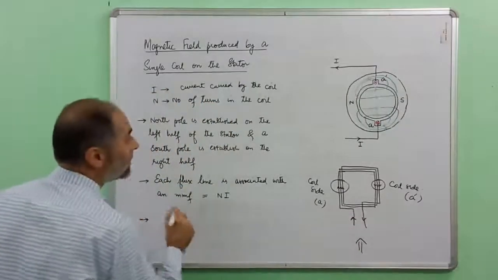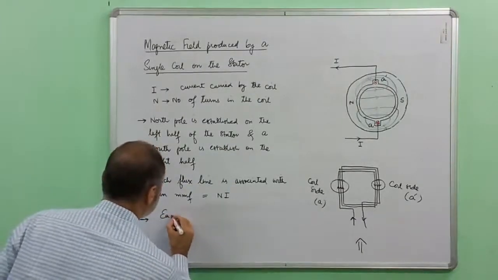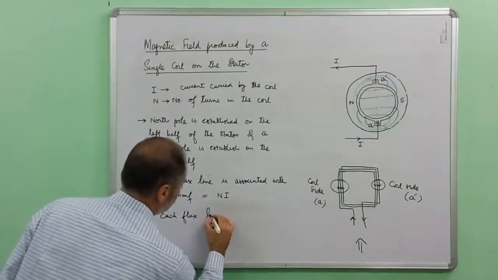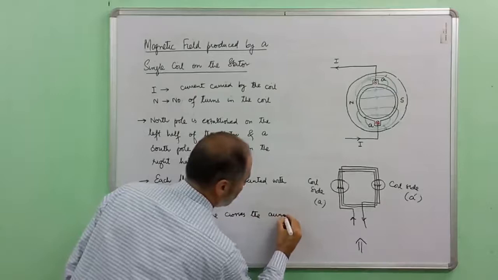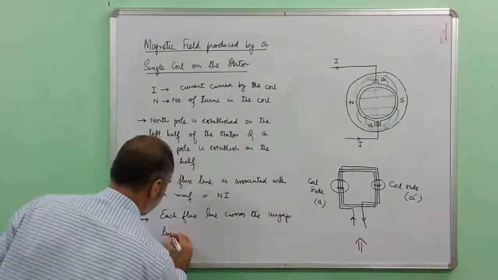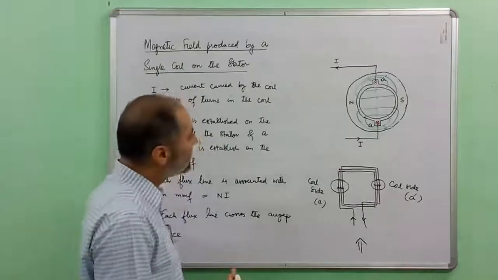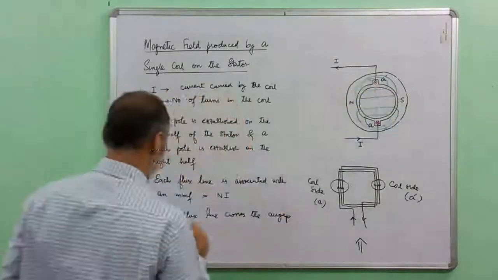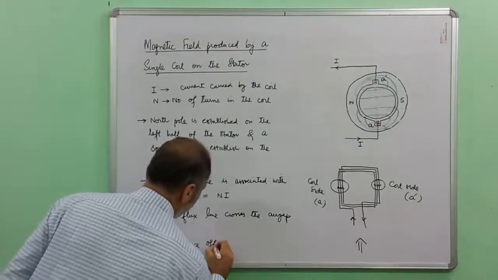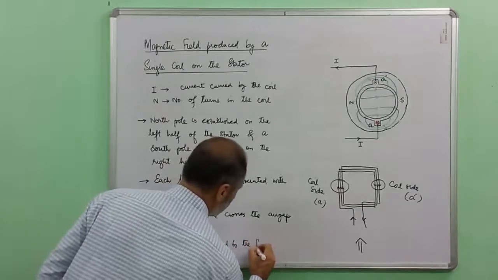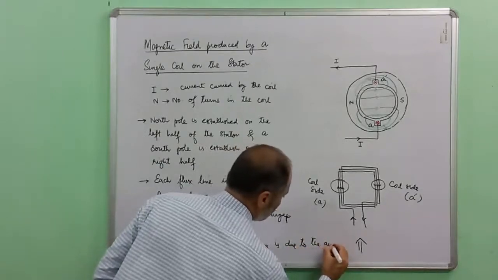So the next observation is that each flux line crosses the air gap twice, and the reluctance offered to the flux lines is predominantly due to the air gap.